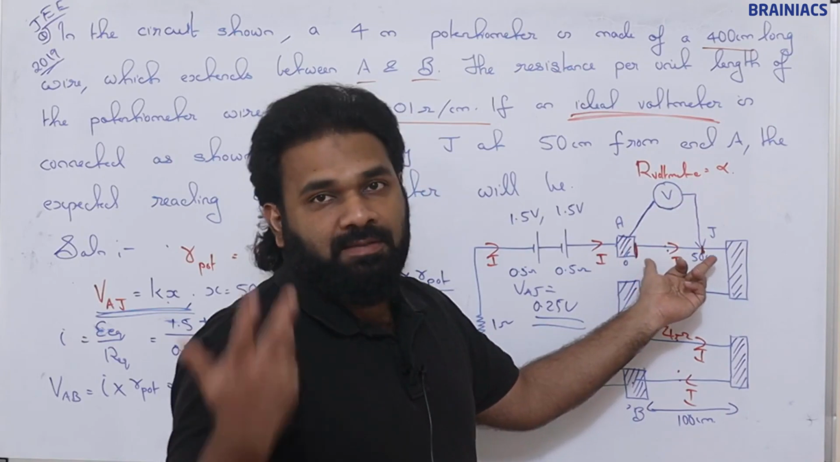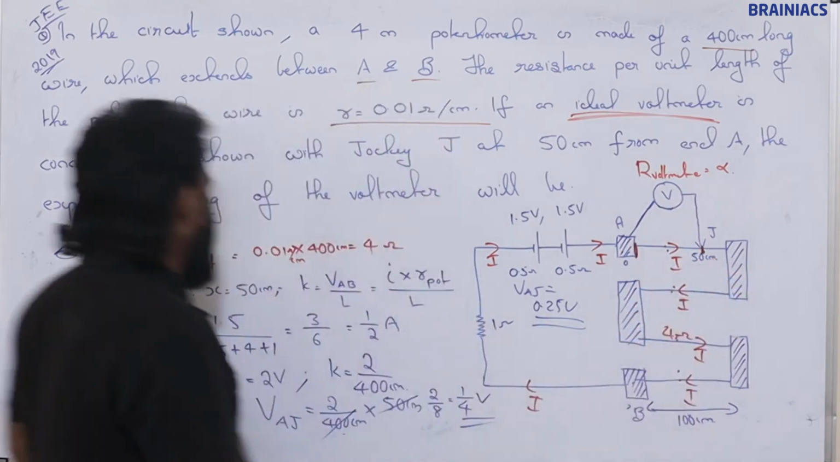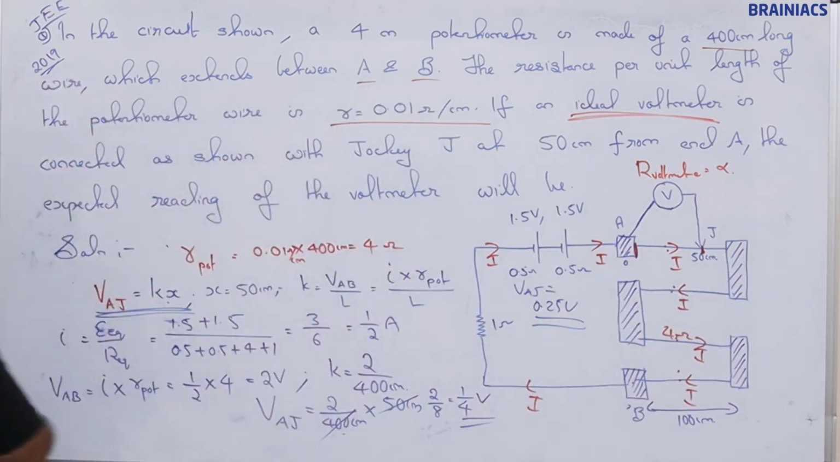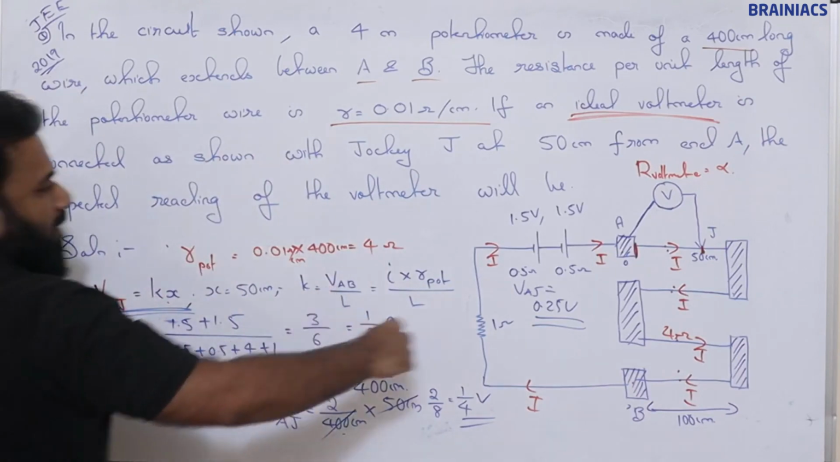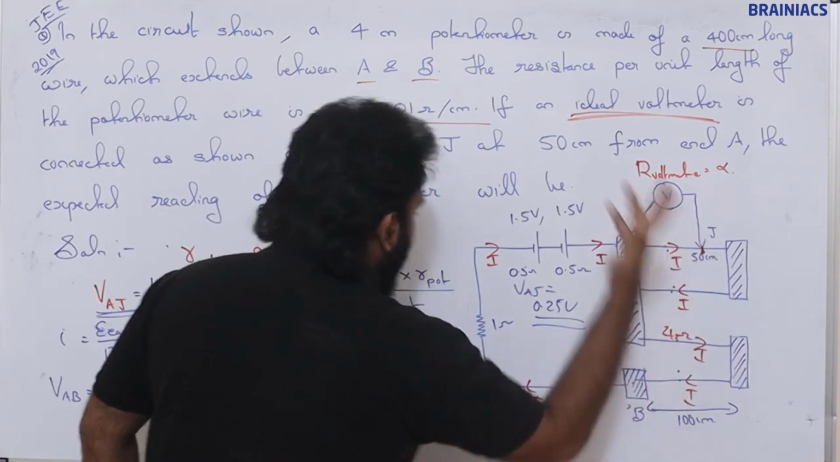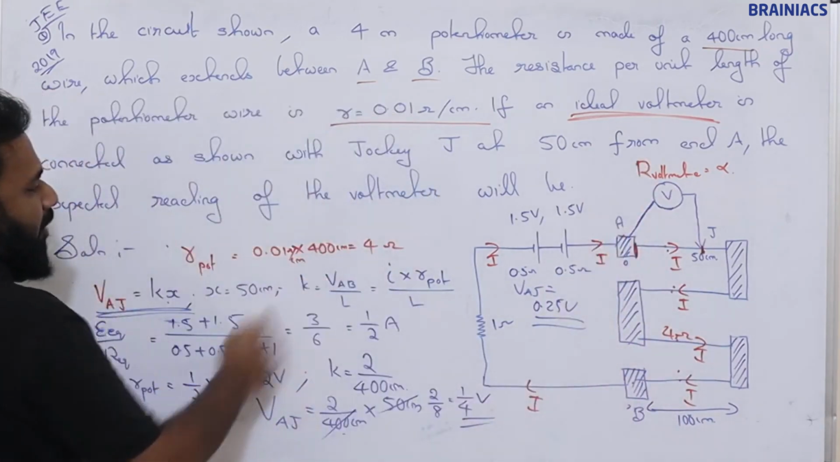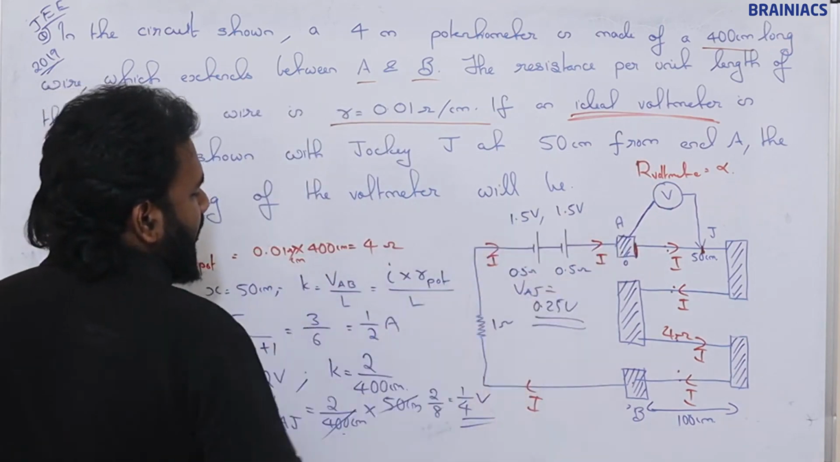VAJ is what? Kx. Always, throughout potentiometer, Kx only. So whatever we need to find, that is equal to Kx. VAJ is equal to Kx. What is K? K is this full voltage divided by its length. K is equal to VAB by L. What is VAB? Voltage across the potentiometer.